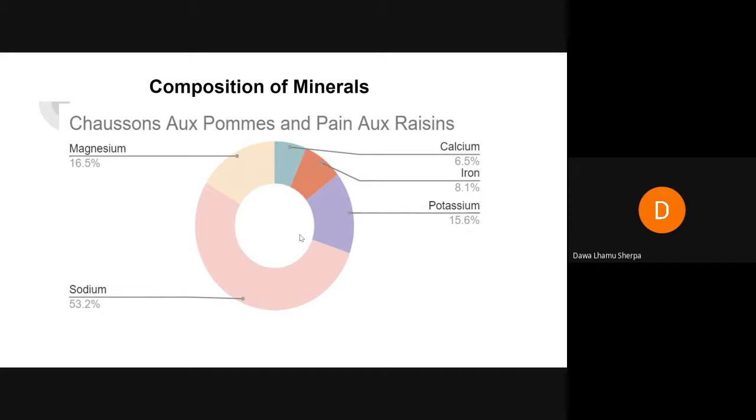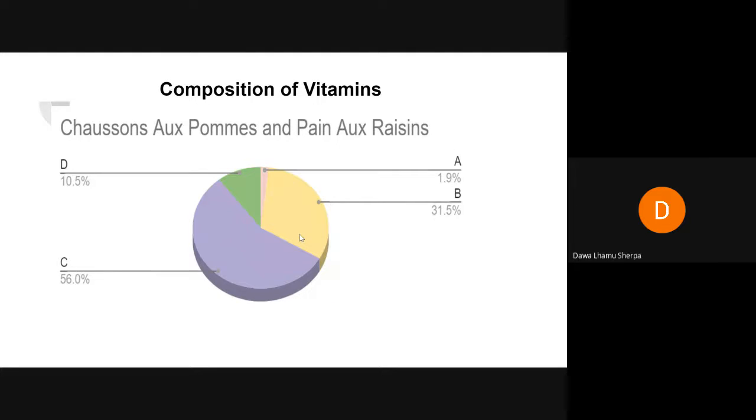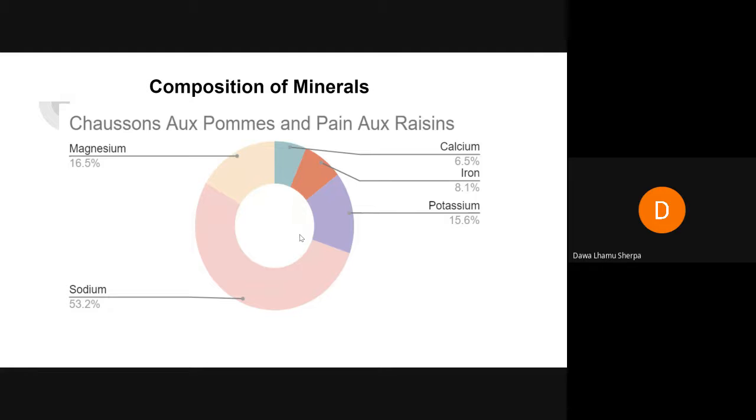please. Over here we have the composition of minerals. The maximum magnesium content is 16.5%, calcium 6.5%, iron 8.1%, potassium 15.6%, and sodium 53.2%. Over here, the maximum mineral content is sodium. Next slide, please.